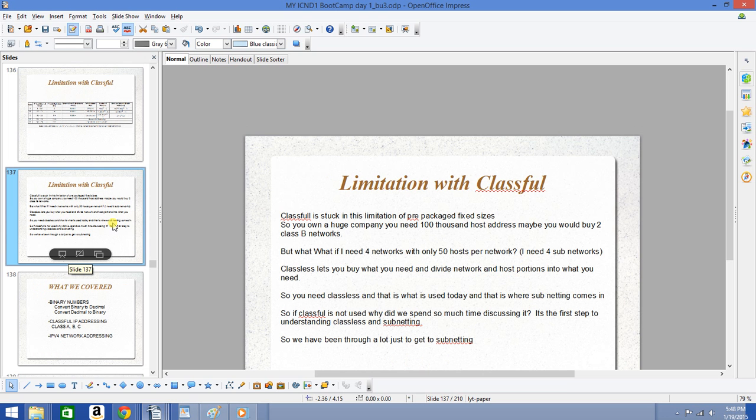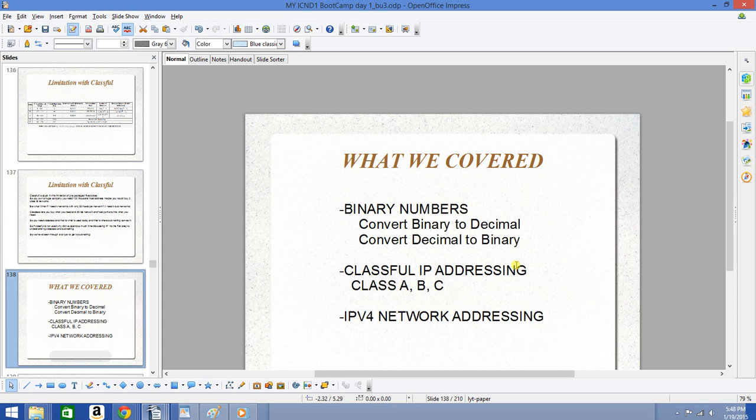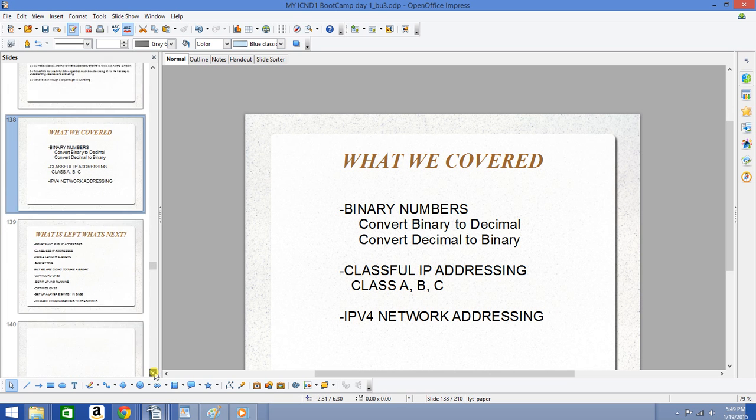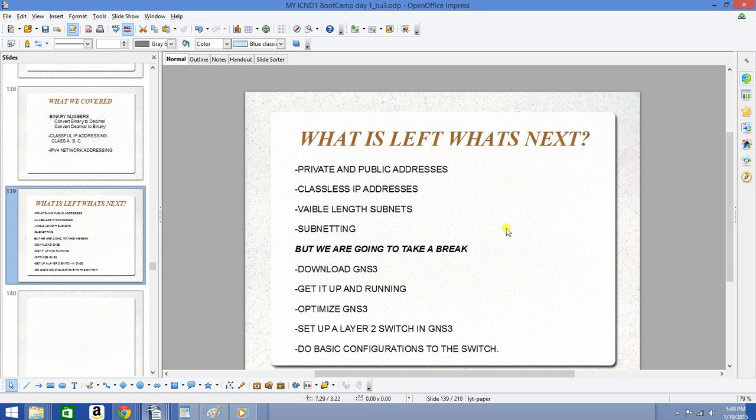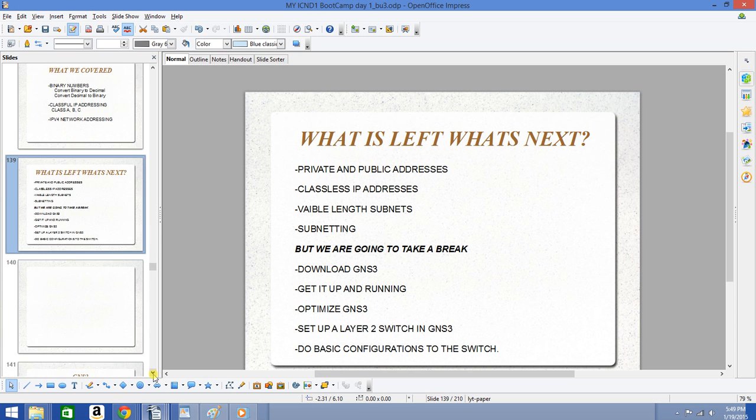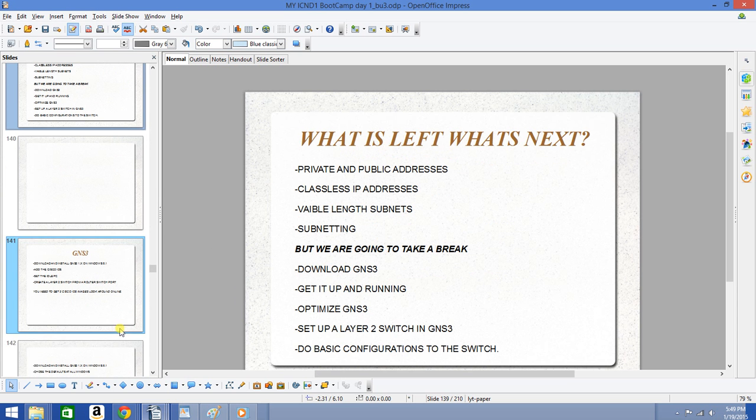Okay, so right now we discussed the limitations with Classful, and what we've covered is binary numbers, converting binary to decimal, converting decimal to binary, Classful IP addressing, Class A, B, and C, and this is all IPv4 network addressing. Okay, so we've still got a lot to do in the whole subnetting world, and we'll get back to you after this video. Thank you.